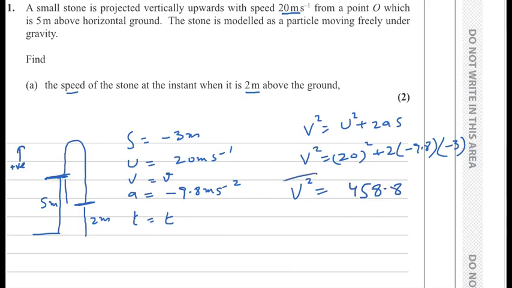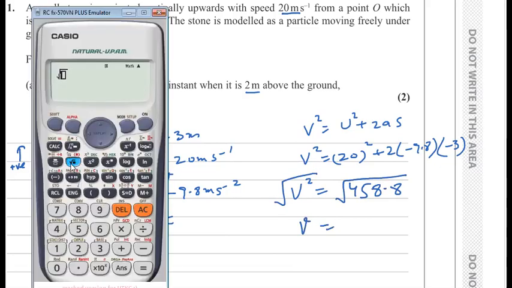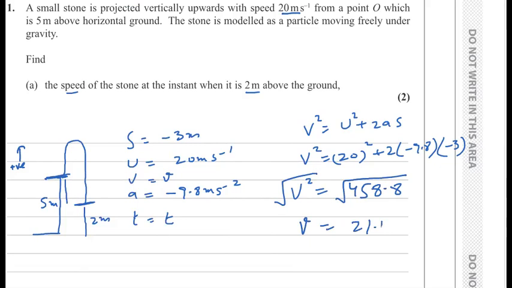And let's take the square root on both sides. We'll get v equal to the square root of this one, which will be 21.419. Finally, I can say it's 21.4 meters per second. That will be the speed of the stone.